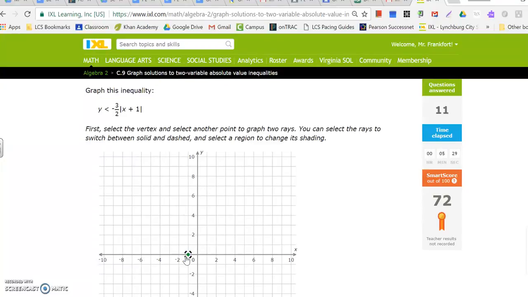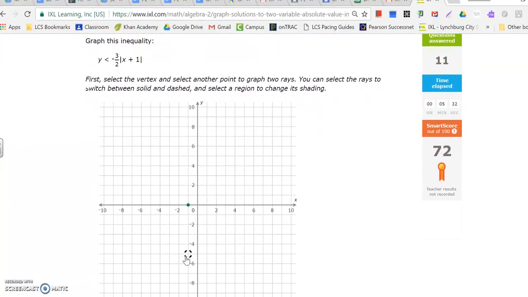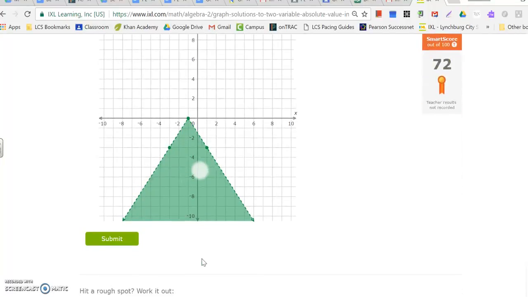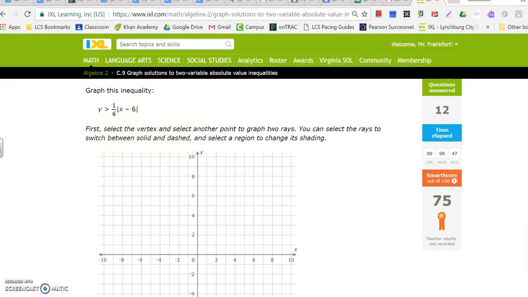I'll leave you with this last one. It's a shift of 1 to the left. Negative, so it's upside down, and the slope's 3 over 2. So we're going to go down 3, and then you can actually go 2 to either side since it's a V. This would be a dotted line and a less than. All right.